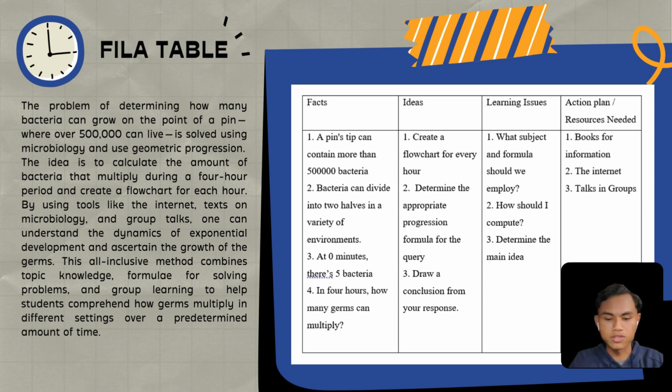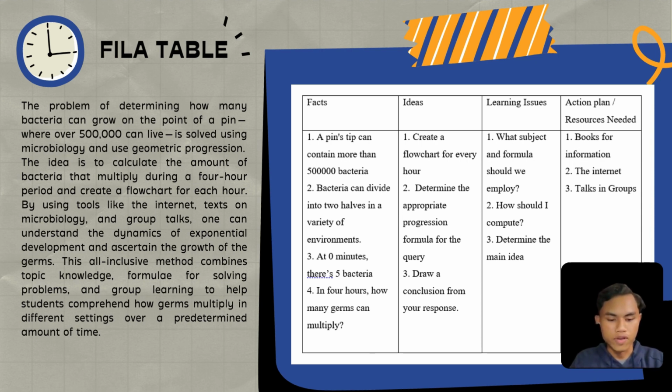The idea is to calculate the amount of bacteria that multiply during a 4-hour period and create a flow chart for each hour. By using tools like the internet, texts on microbiology and group talks, one can understand the dynamics of exponential development and ascertain the growth of the germs. This all-inclusive method combines topic knowledge, formulas for solving problems, and group learning to help students comprehend how germs multiply in different settings over a predetermined amount of time.